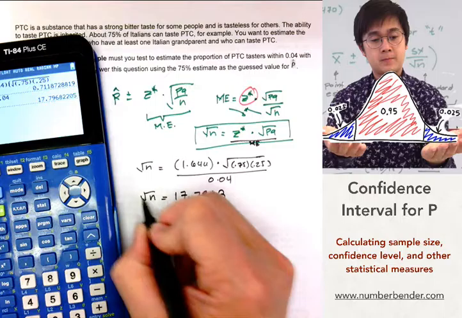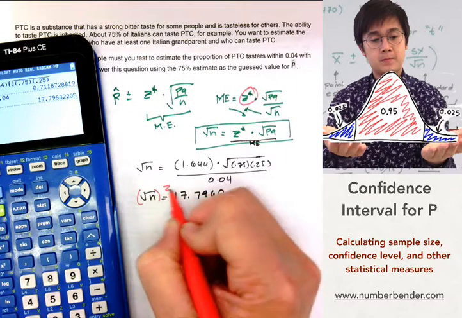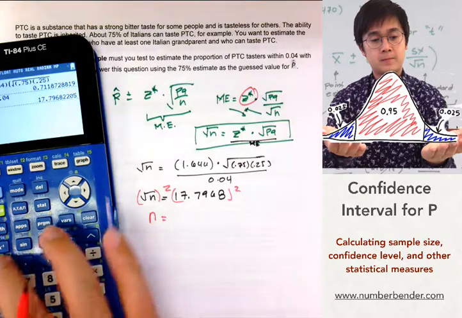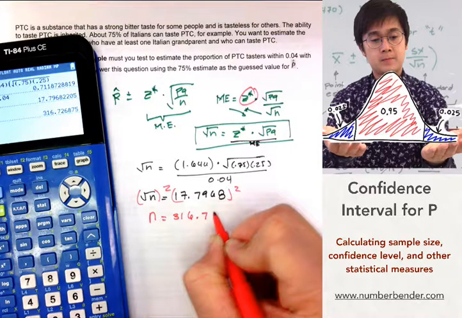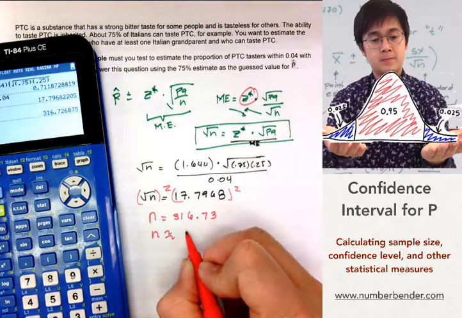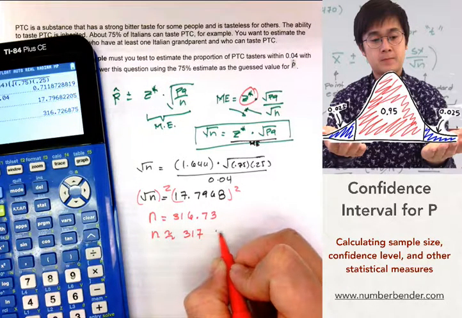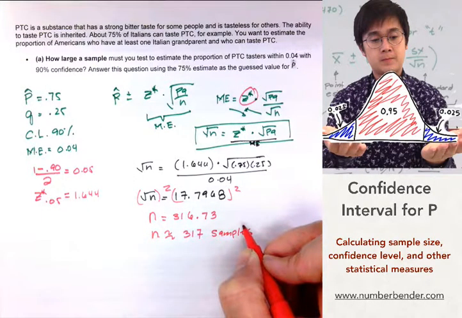So, let's square both sides. So, n is equal to 316.73. So, our sample size is about 317 samples. So, this is the sample size we need at a 90% confidence level.